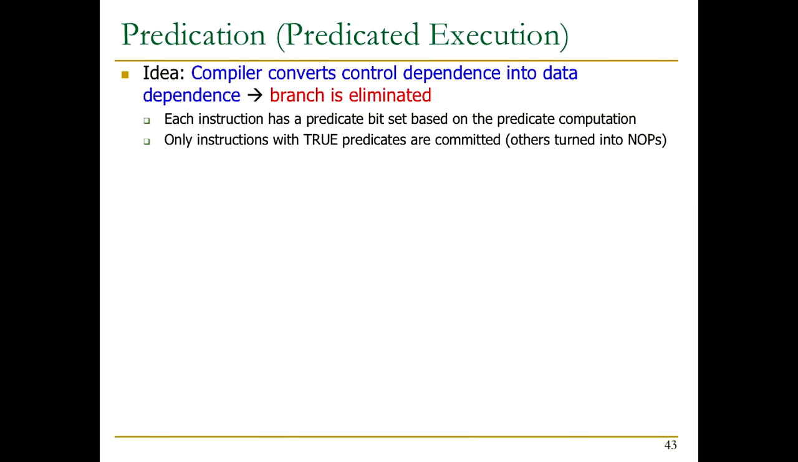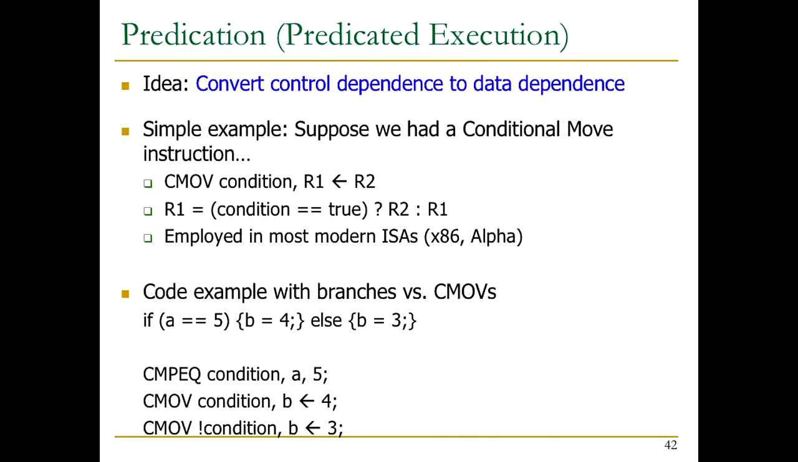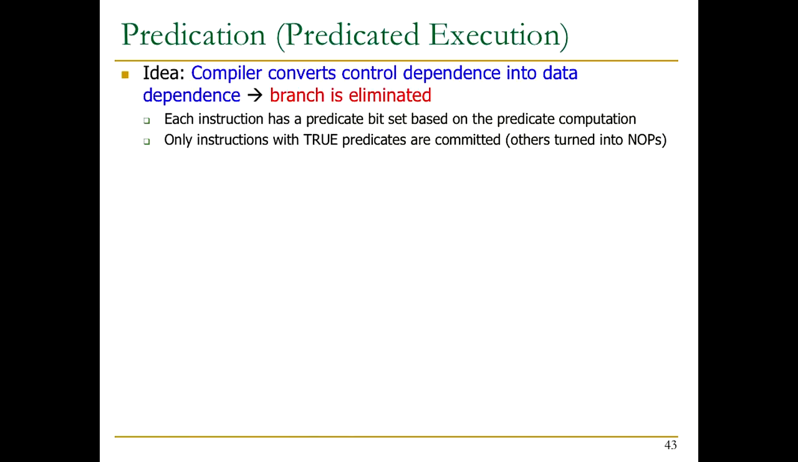So of course, it depends on how you implement this in the ISA. This is conditional move. It has a different register, for example. But you could think of this as a predicate bit also, right? Basically, compare equal sets a predicate bit P1. And this takes into account P1 and not P1 over here. Basically, if the instruction has a true predicate, it's committed. Otherwise, it's turned into a no-op.